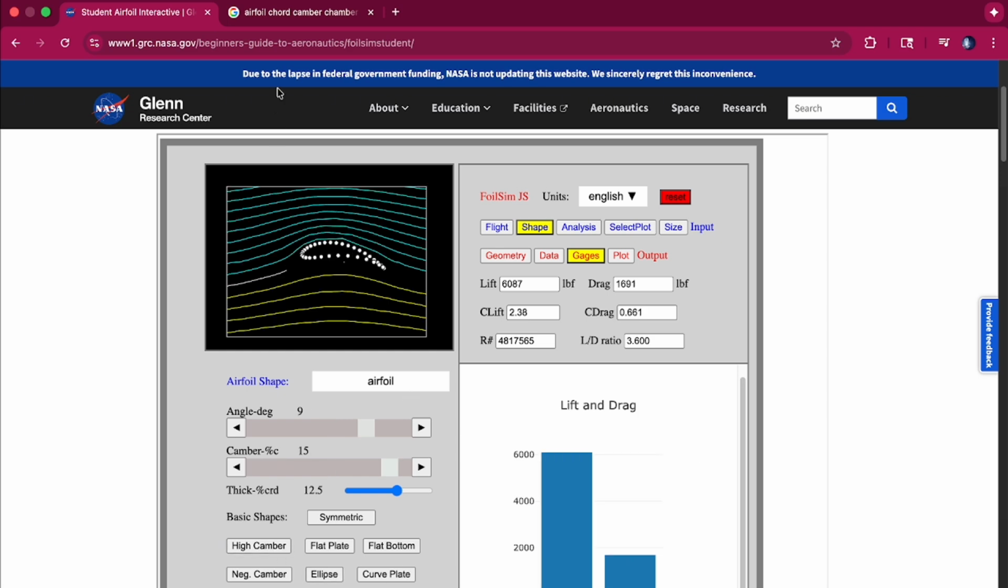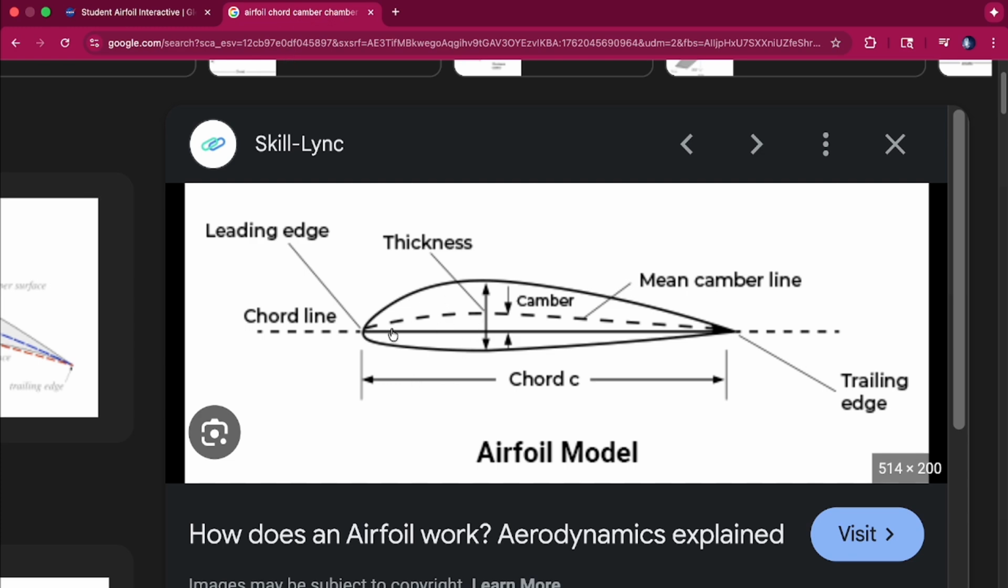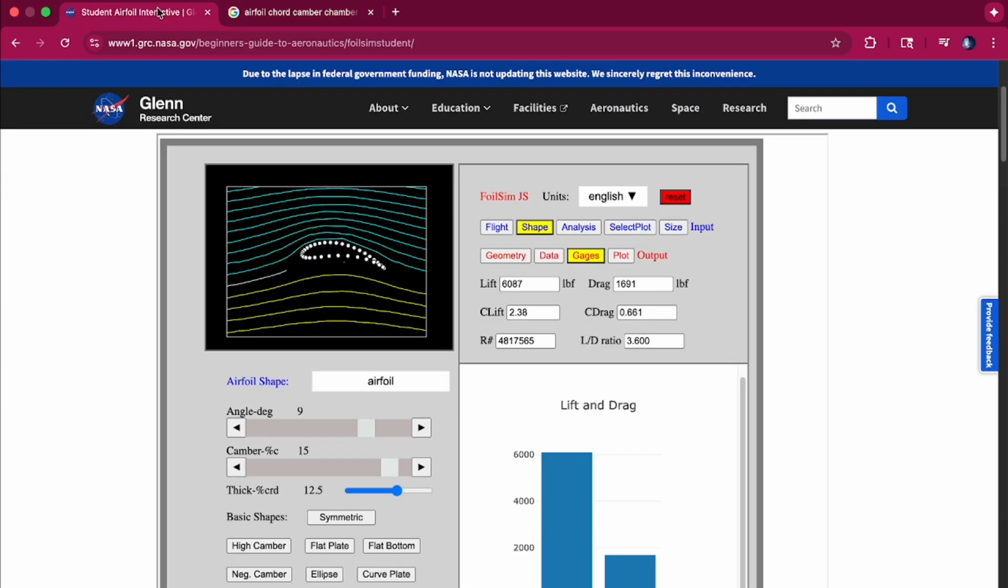If it's a high camber, remember, camber is essentially this line that's in between the chord line and the outer edge of the first airfoil. This part. So yeah, why did it become so silent?